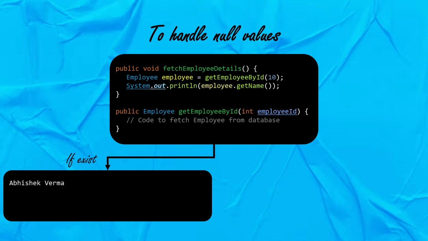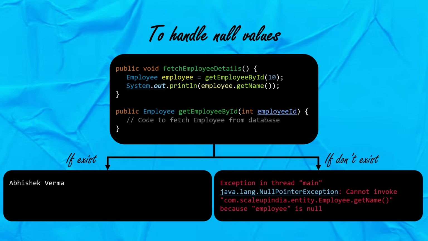But what if the employee doesn't exist? In that case, we are going to have a NullPointerException because this employee is null here, and whenever we try to perform a get operation on this null, we will be getting a NullPointerException. So this is the very first reason that we need to go for the Optional class in Java.